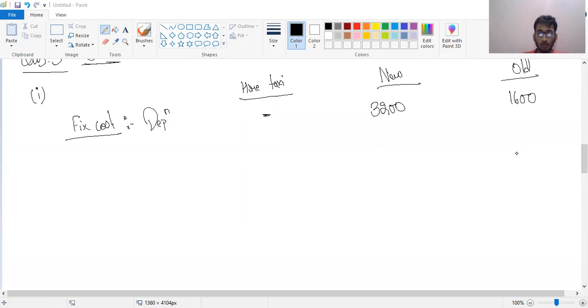Yes, repair and maintenance cost. In hired taxi, repair cost won't be there. It would be 1,000 and 1,200. Taxes cost would be 1,700 and 700. Okay, so this is the fixed cost.